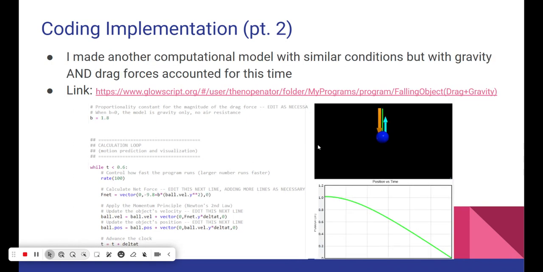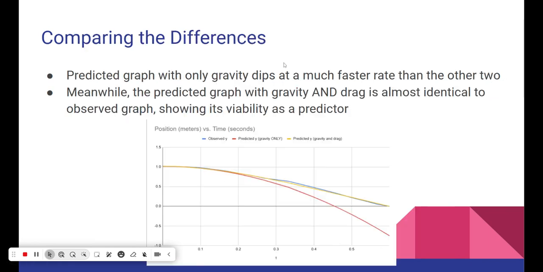Now for part 2 of our coding implementation, we use the exact same idea, but with gravity and drag forces accounted for this time, so it's more realistic and complex. It has two forces, up and down. Those are gravity and drag, respectively. The graph is more level now, more gentle and realistic, and it hits 0 when time ends at 0.6 seconds. And here's the code, very similar with more formulas here and there to account for drag.